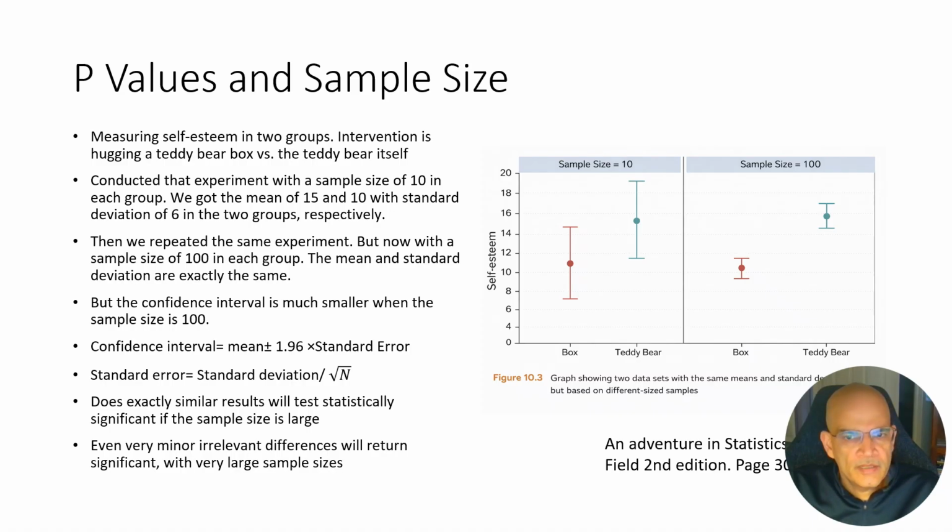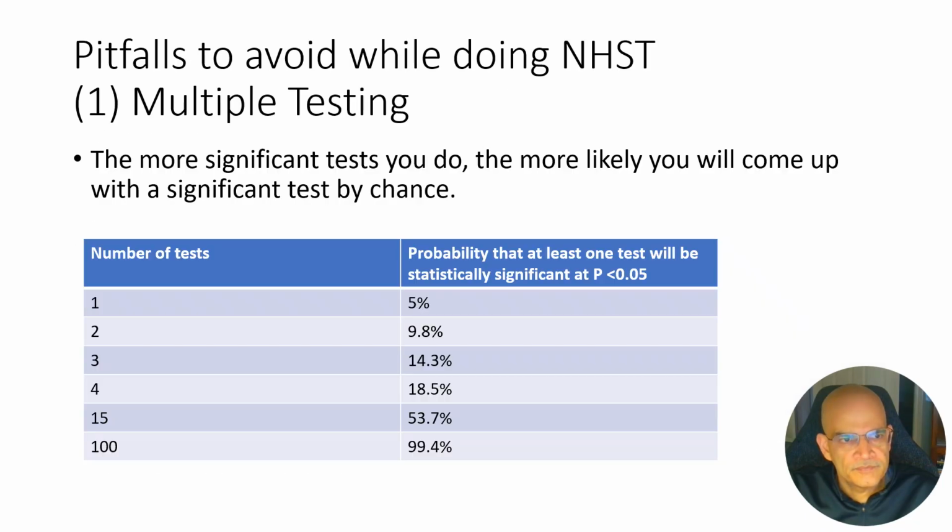But when you do 100, the mean is exactly the same in both of them. However, this will come up as statistically significant. So exactly similar results will test statistically significant if the sample size is large enough, and even minor irrelevant differences will return significant with a very large sample size.